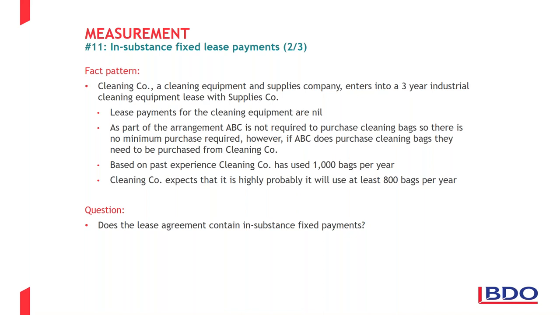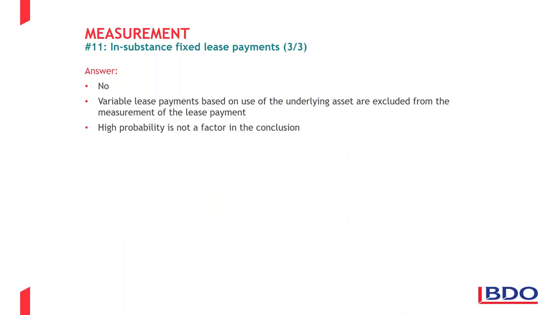We don't have a fixed amount that we pay. We only pay for the bags, and the bags that we use depend on how many bags we use. So do we have an in substance fixed payment? And the answer here is no. The standard says that variable lease payments based on the use of the underlying asset are excluded from the measurement of the lease payment.